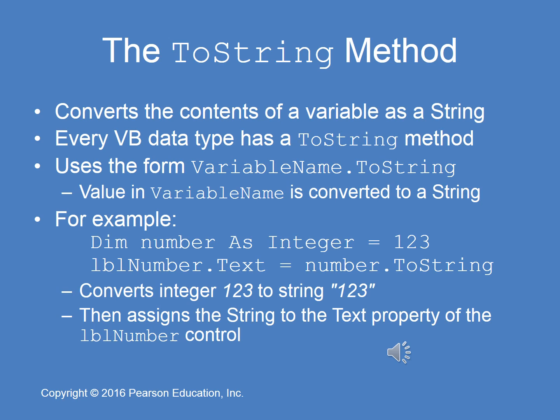So here's an example. We're declaring a variable using Dim. Its name is number, and we're declaring it as an integer and initializing it with the value 123. Then we're changing the text property of label number, and we're assigning it number.toString. That text property will hold the string 123, not the value 123. Very different.